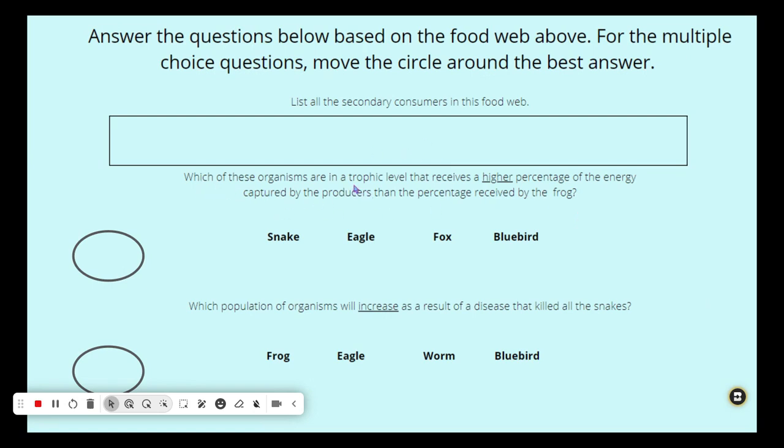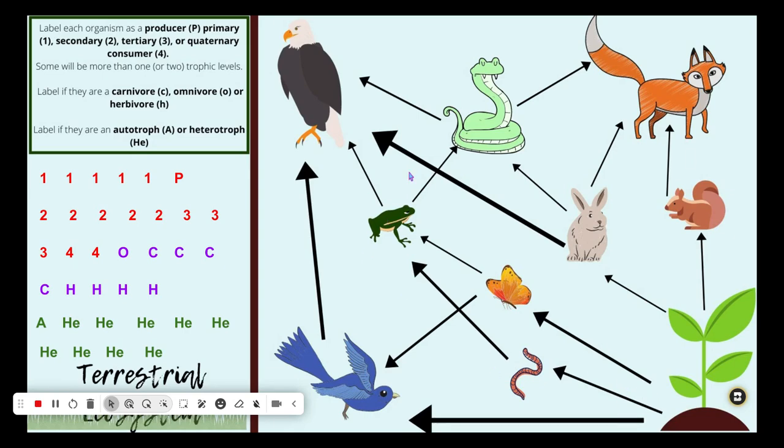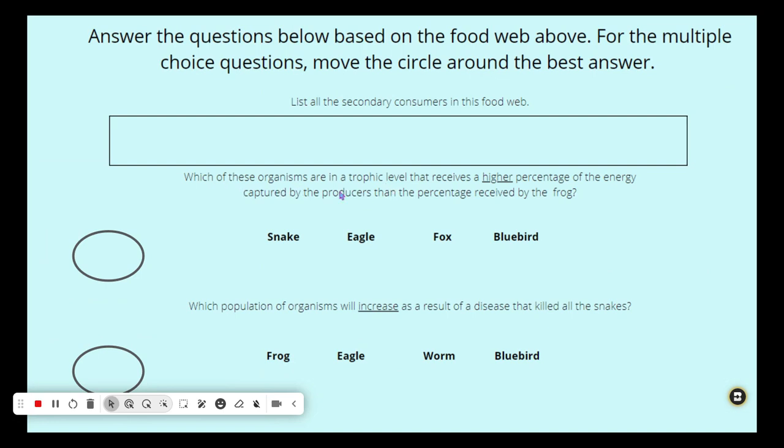Which of these organisms are in a trophic level that receives a higher percentage of the energy captured by the producers than the percentage received by the frog? So, what they mean by that with your trophic levels, if you remember, each time you go up in a food chain, right, or in a trophic level, you're getting 10% less and 10% of that and 10% of that. So, when you're looking at the frog here, okay, which one of these organisms are in a trophic level that receives a higher percentage of energy captured by the producers.